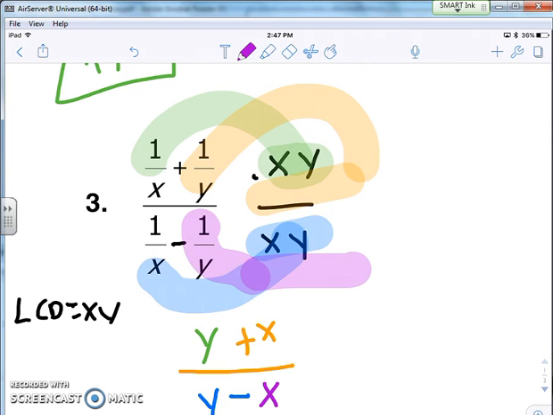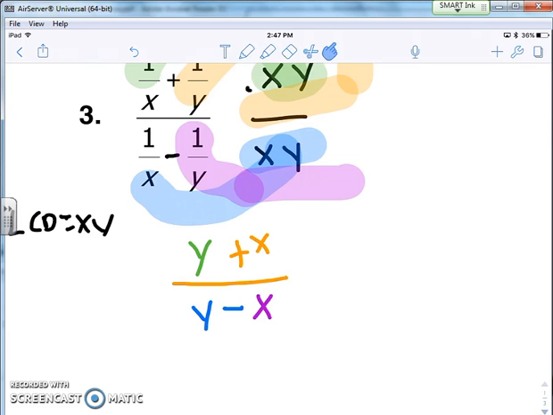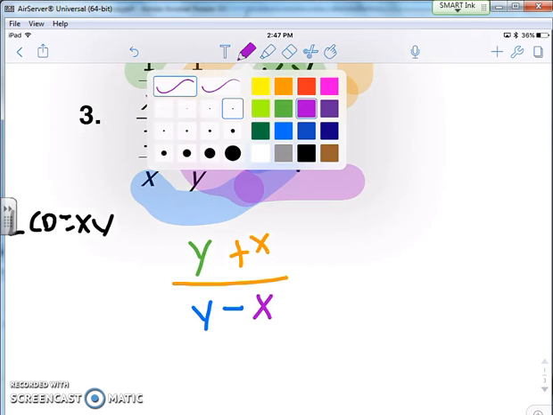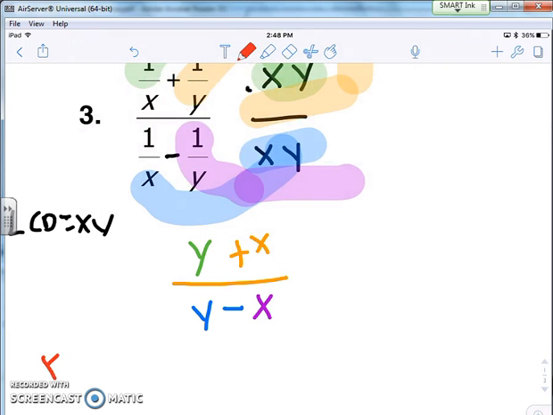You could do your restrictions. I don't know, the best way to state it would probably be x cannot be 0, y cannot be 0, and x cannot equal y.